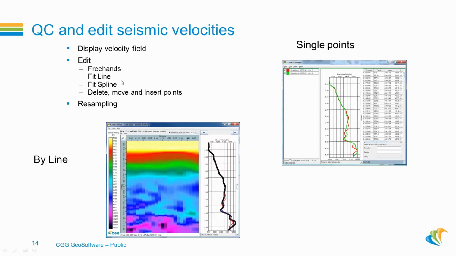We have different options to edit and sample. We can work that in a graphic from a line, then we can display the velocities, or we can display single points, and in this case we have the graphic that we have at the right top.